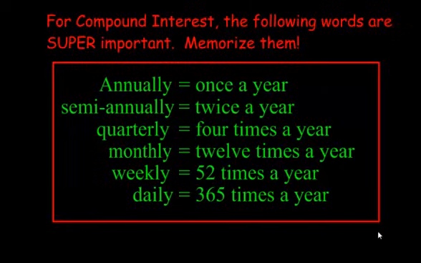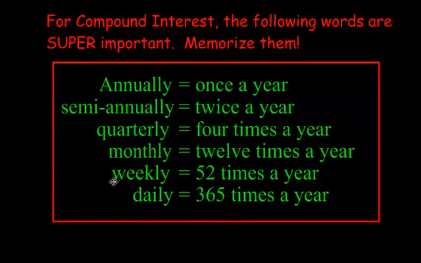Okay, so the first thing you have to do in order to understand how to use this formula is to memorize these words. You have to know that annually means once a year, semi-annually twice a year. Quarterly, think of how many quarters are in a dollar, 4 times a year. Monthly, 12 times a year. You already knew that, okay? Weekly, well, just like a deck of cards, 52. 52 times per year for weekly. There are 52 weeks in a year. Daily is 365 times a year, okay?